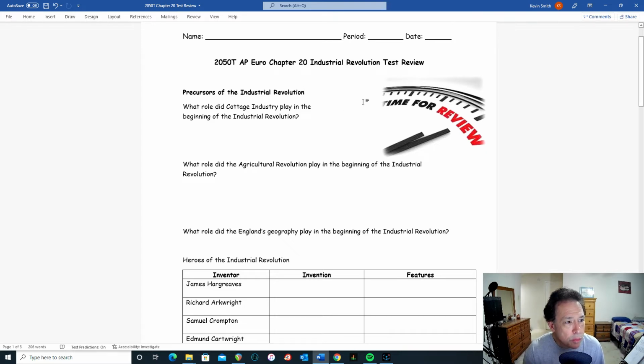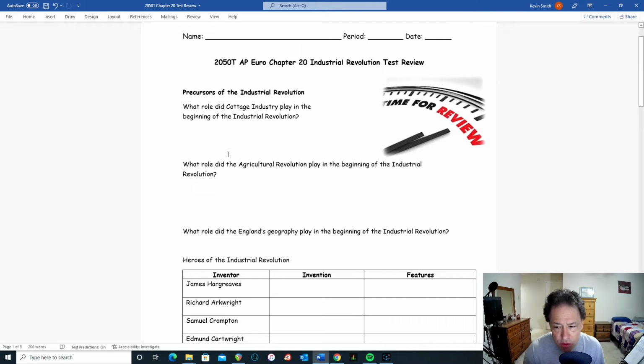What are the precursors of the Industrial Revolution? Getting right into it. The first question is, what role did cottage industry play in the beginning of the Industrial Revolution? There were two big factors that jump-started this Industrial Revolution. Of course, you had cottage industry, and you also had the Agricultural Revolution. And without those, you really weren't going to have an Industrial Revolution.